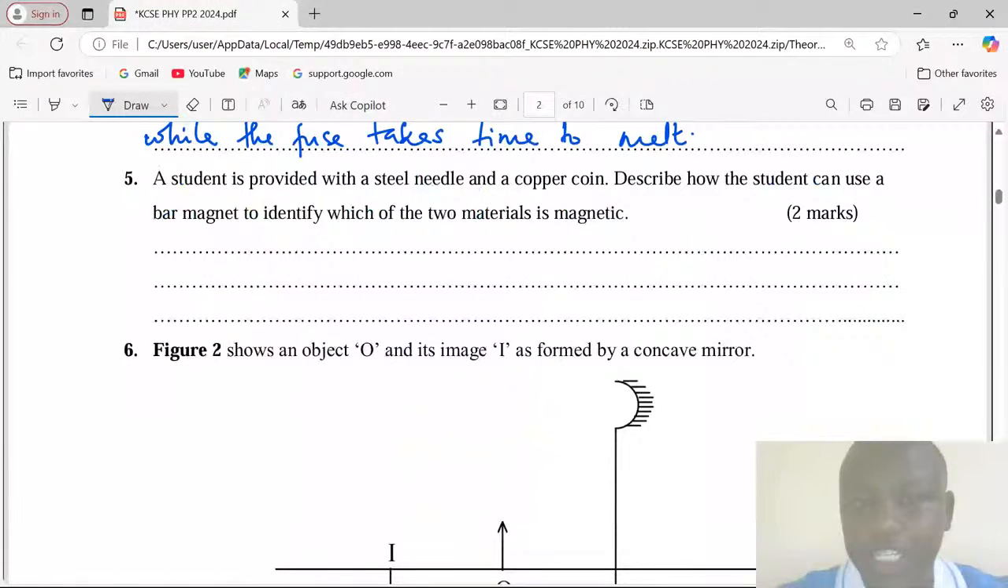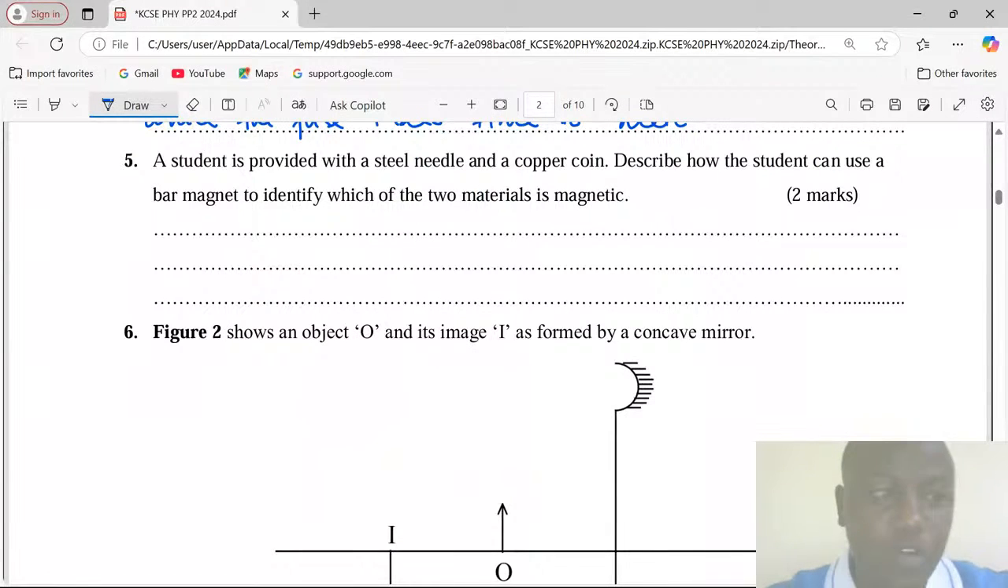Let's look at number 5. We are still continuing. The question says that a student is provided with a steel needle and a copper coin. Describe how the student can use a bar magnet to identify which of the two materials is magnetic. To identify a magnetic material, you have to use a permanent magnet. Therefore, the student is supposed to bring the two materials one at a time near the magnet.